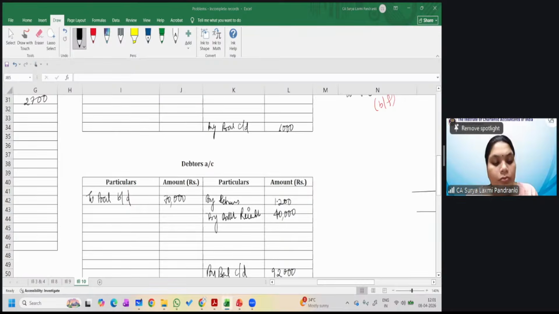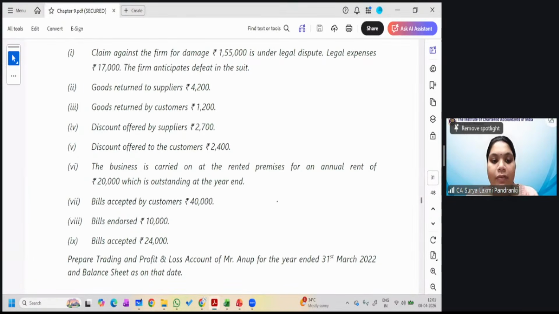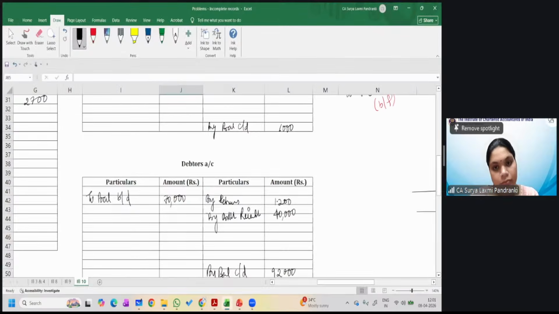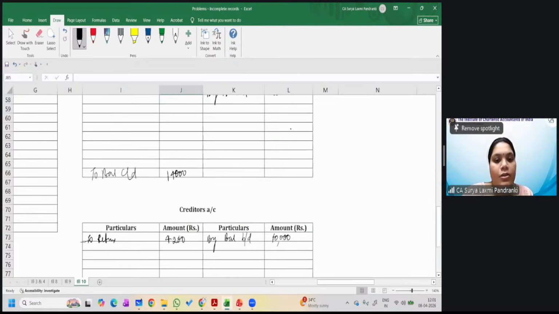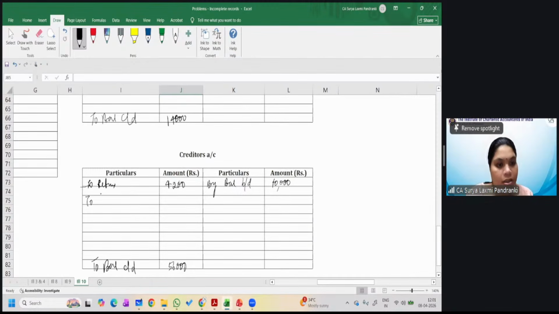Now, we have bills endorsed. Where will this come? Bills endorsed. Where will this come? It's credit to bills receivable account. Bills receivable account, correct side. It's credited. This is like, you are endorsing it, so you have to affect your creditors account by 10,000. Now creditors account also I will finish. Creditors, to bills receivable, 10,000. Done.